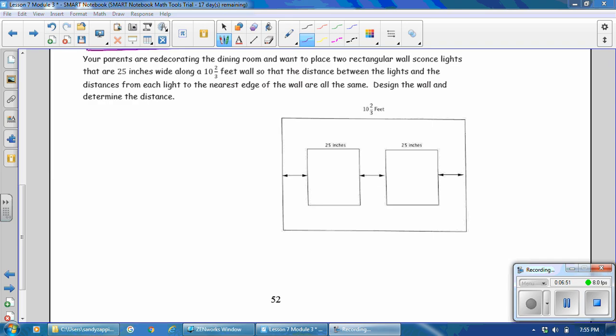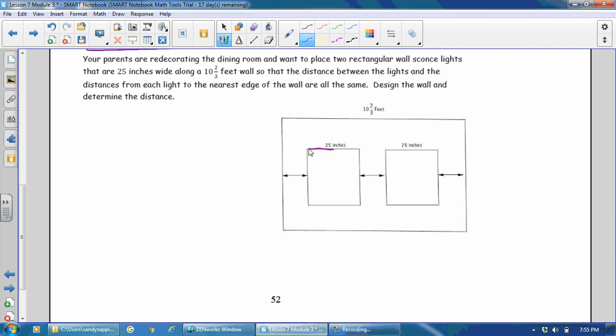Drawing a diagram is a good way to solve these kinds of problems, and they've already done that for you here. And notice that it's very similar to the one that has the pictures. What I want you to notice here is that the distance on the lights are 25 inches. So our unit of measure there is inches. Yet they give us the distance for the entire wall in feet. So we want to convert one unit to the other unit so that we're working within the same unit of measure to solve the problem.